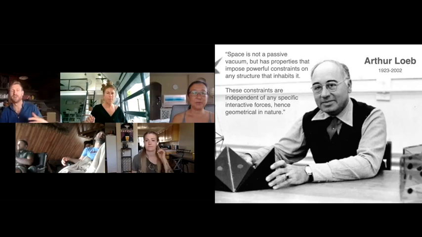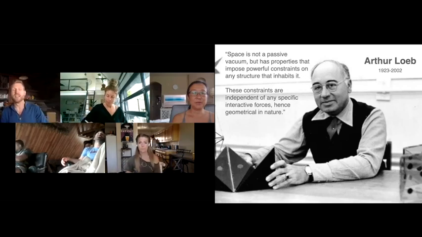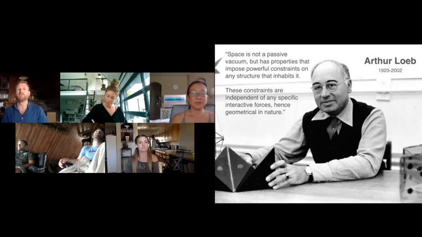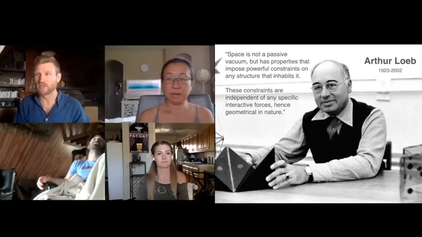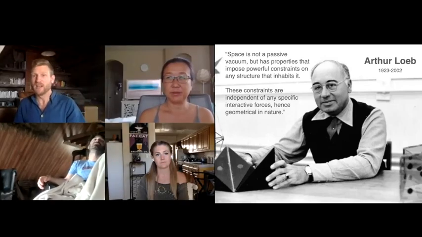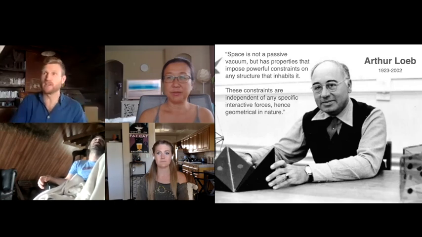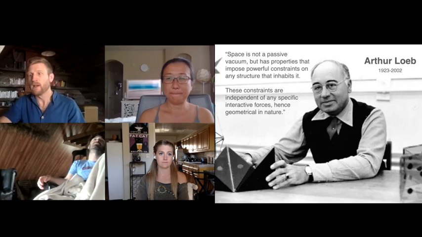of space and time? So Arthur Loeb, in his book, Space Structures, says space is not a passive vacuum, but has properties that impose powerful constraints upon any structure that inhabits it. So these constraints are independent of any specific interactive forces, hence geometrical in nature. So our interactive forces are things like time, gravity, friction, momentum, angular momentum, all these different forces.